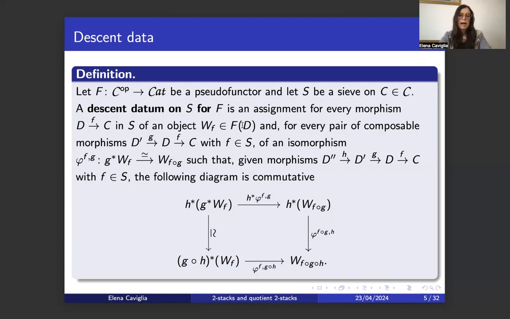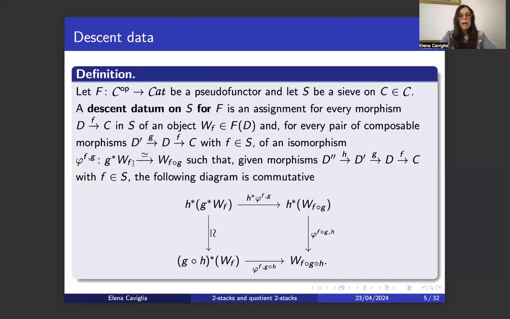And then for every pair of composable morphisms, like these ones, I don't know if you can see my pointer, I hope so, where the second one is in the sieve, we have an isomorphism that we call phi fg between the assignment on the composite F composed with G and the descent along G of the assignment on F.